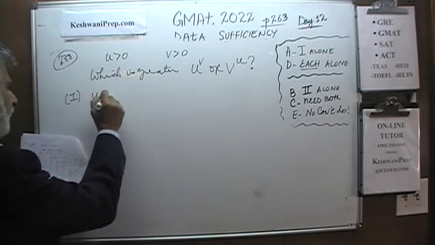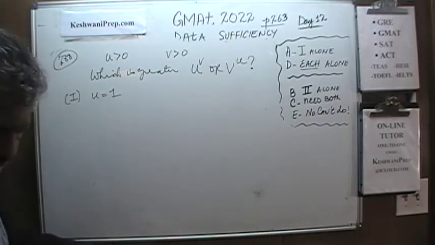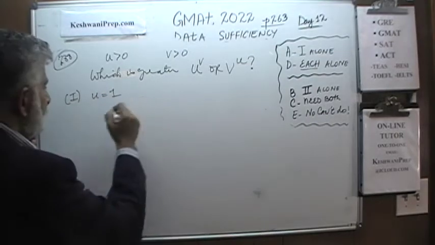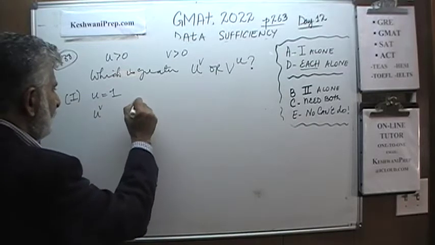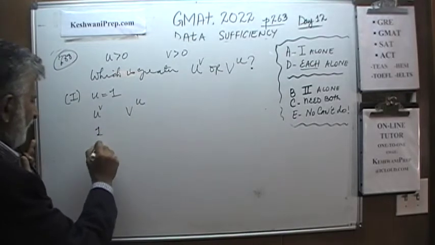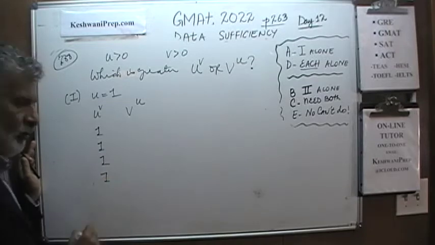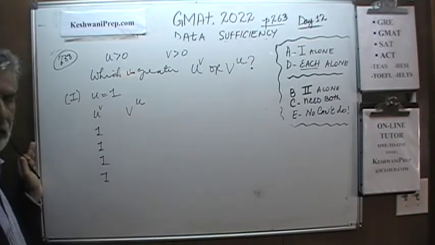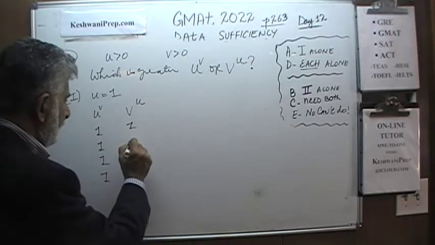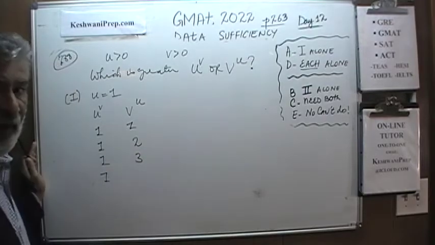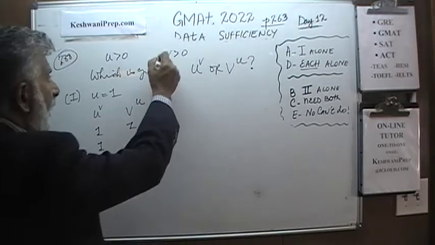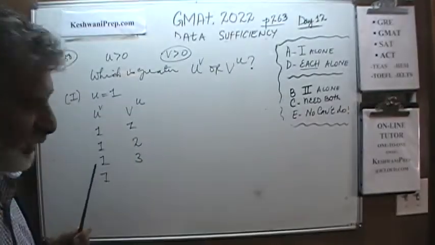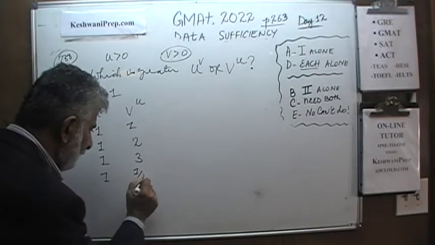In the first statement, they tell us that U equals 1. If U equals 1, we have U raised to V versus V raised to U. U is 1, no other choice. It will always be 1. But V can be anything we want. It can be 1, it can be 2, it can be 3, it can even be a fraction. Keep that in mind. All that is required is that it's positive. That's the important part here. It can also be a fraction.